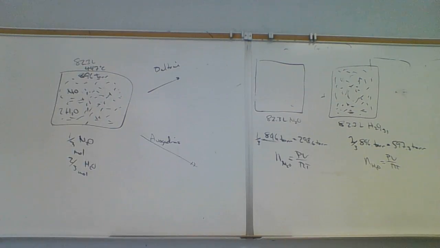And so what is 1/3 of the volume? It's going to just be 1/3 of 82.3 liters. So this is going to be my nitrous oxide, which is this orange. This orange is not very visible though. So what is 1/3 of 82.3? 82.3 divided by 3 is 24.43. 24.43 liters of this will be nitrous oxide. And then 2/3 of this will be water vapor.